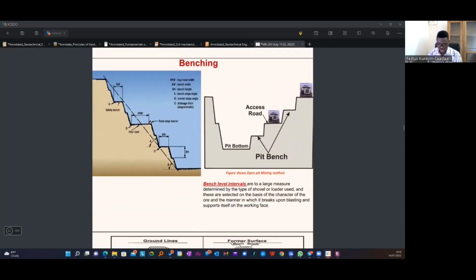So benching. The benching, this is also one of the things. It says bench level intervals to a large measure determine the type of shovel. So just like we said, if I am deciding that each bench is going to be 3 meters, then it means I know that my excavator's boom will be able to fetch when it stands on the bench and the truck is below. It will be able to fetch the material and load the truck very well for efficient production.